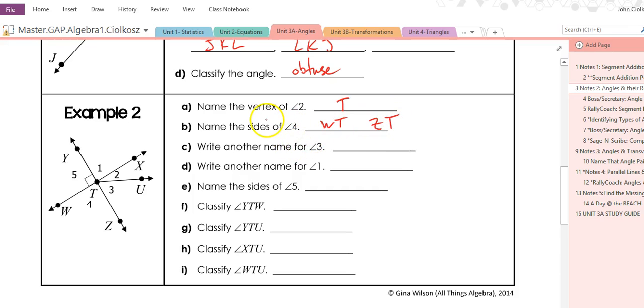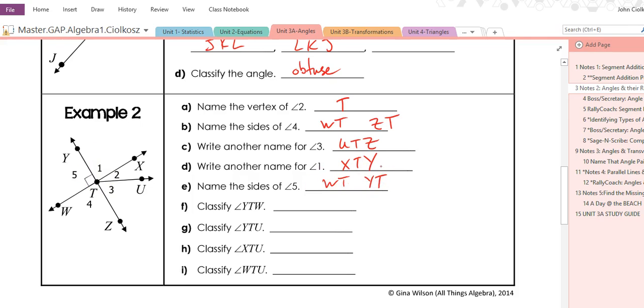Another name for angle 3, well, that's here, so I need my sides, and my vertex is still T, so let's go UTZ. Another name for 1, well, that's these ones, so let's go with XTY. The sides of angle 5, well, here's angle 5, it's a right angle, and the sides would be WT and YT.